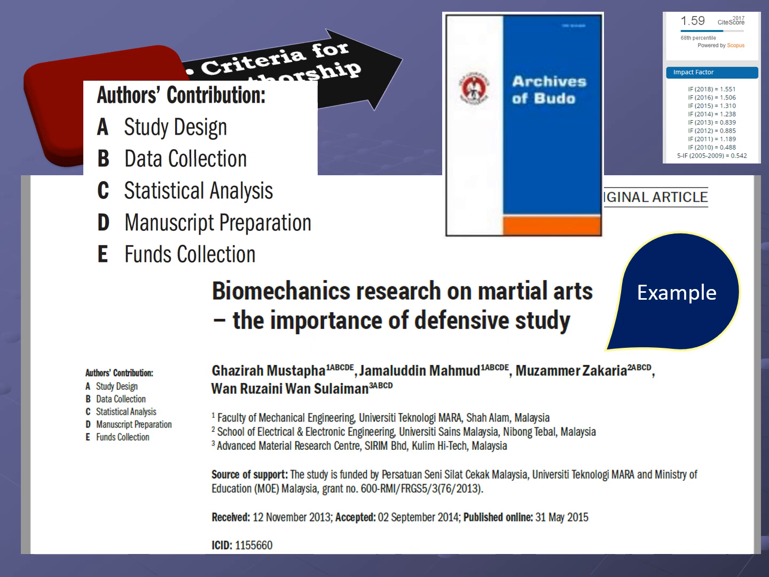To make it clear, some journals, for example Archives of Budo, require you to clearly state the contribution of each author. So they've given you A, B, C, D, E. After the name, you put whether the contribution is in terms of study design, data collection, statistical analysis, manuscript preparation, or funds collection. So this journal is very clear in showing the contribution of all authors.